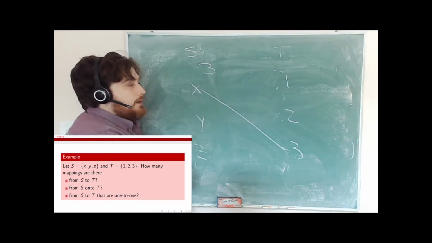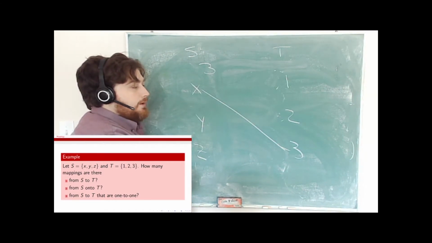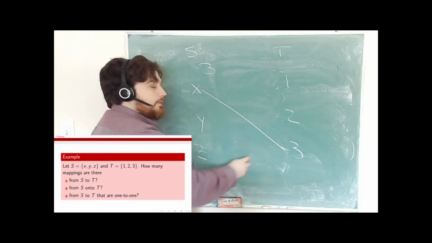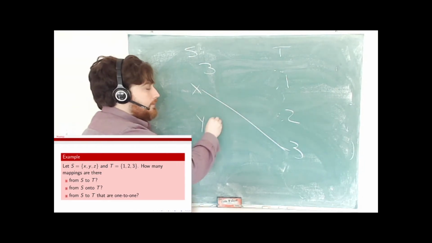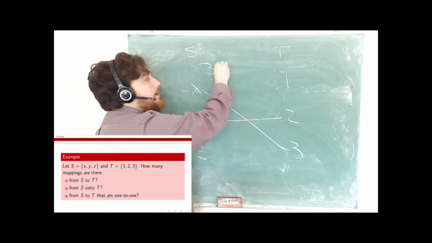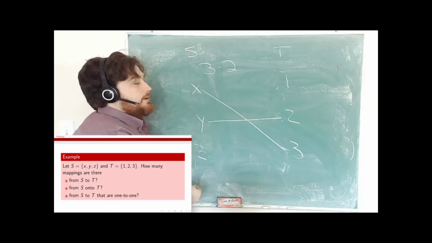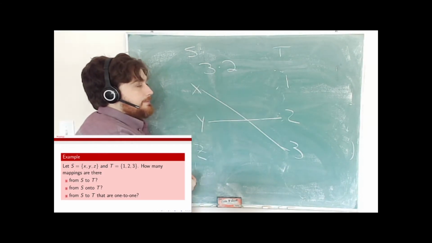Now I would move on to Y and say how many options are there for where Y goes? Well, Y can't go to 3 because we want it to be one-to-one. So therefore Y either has to go to 1 or 2. So I'm going to have 2 options for Y. And so let's say it goes to 2.